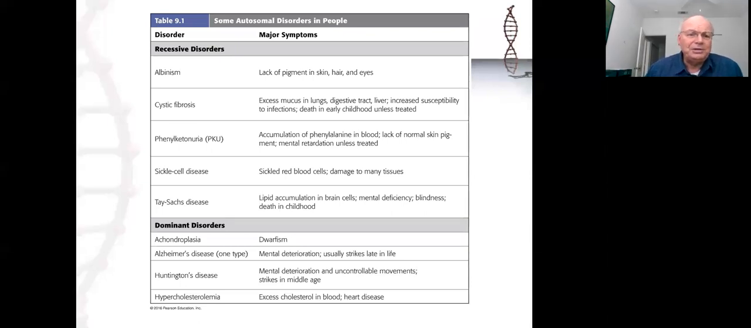Achondroplasia, Alzheimer's, Huntington's, and hypercholesterolemia, or what is referred to as familial hypercholesterolemia, are all inherited in a dominant fashion. You only need a single copy of the allele to show the trait, because they are the dominant trait.